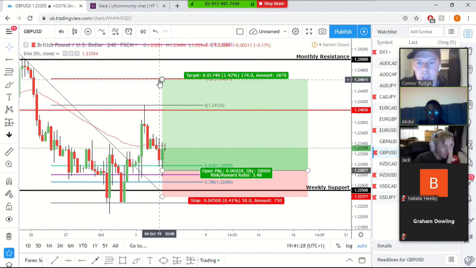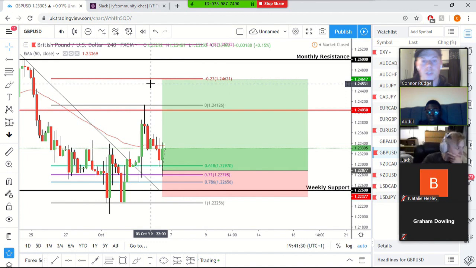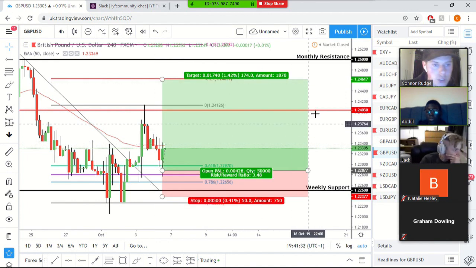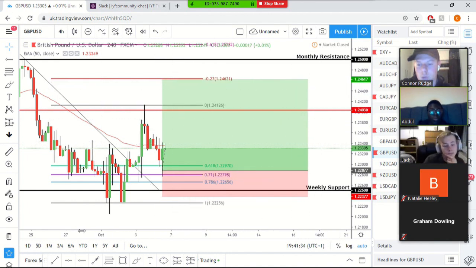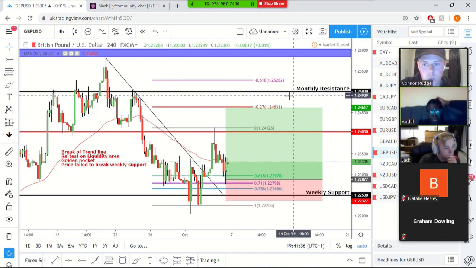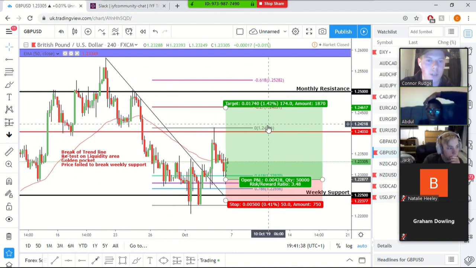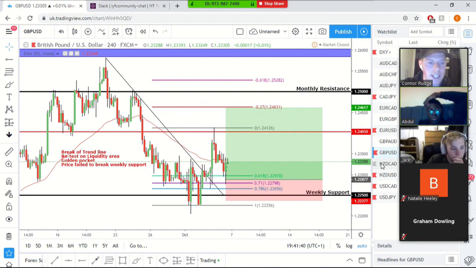And then potentially we can come up to our minus 0.27 Fibonacci for another 600 pips. And our next major level would be our monthly resistance of 1.25. However, with Brexit, I'm not really sure if we're going to get there.